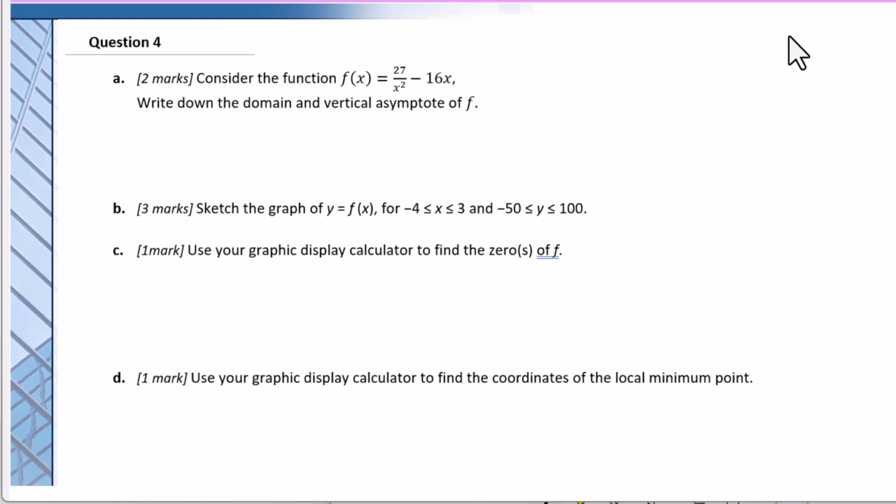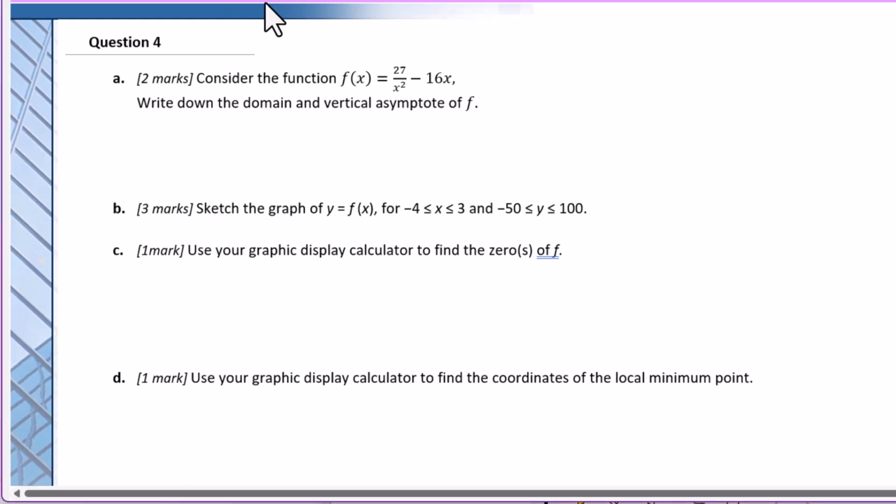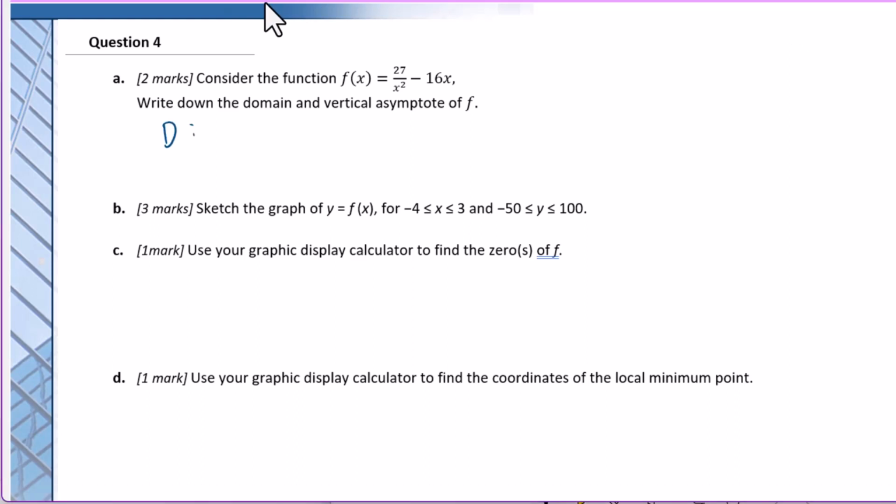Since this is a rational function, for the domain we will make the denominator not equal to 0. Then x not equal to 0 is the domain. The vertical asymptote line is x equals 0.